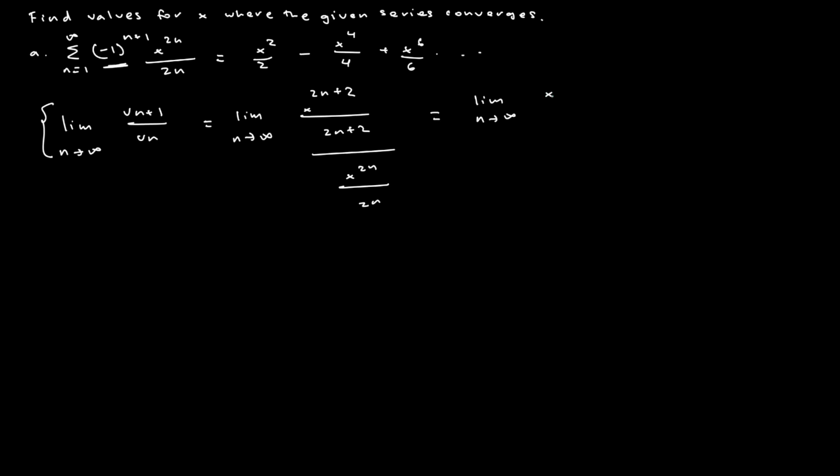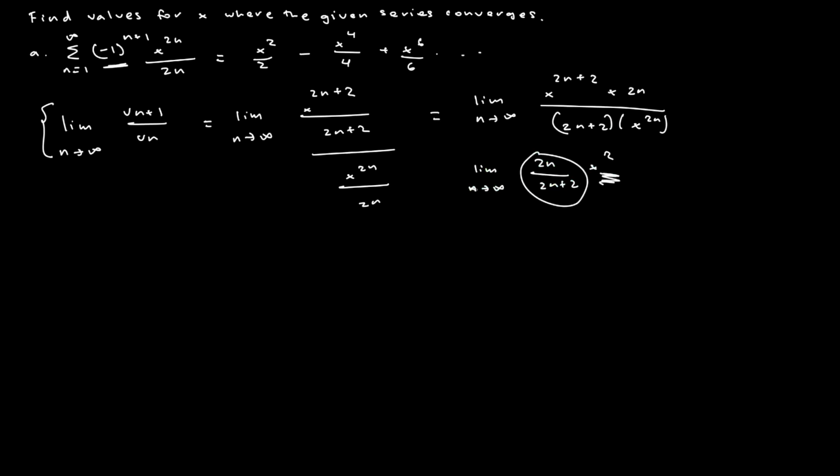x to the 2n plus 2 times 2n divided by 2n plus 2 times x to the 2n. We can simplify this to the limit as n tends towards infinity of 2n divided by 2n plus 2, and then we just have x squared. And clearly this x squared term is not dependent on n, and as n tends towards infinity, 2n divided by 2n plus 2 just tends to 1. So we essentially have 1 times x squared. So we tend to x squared.